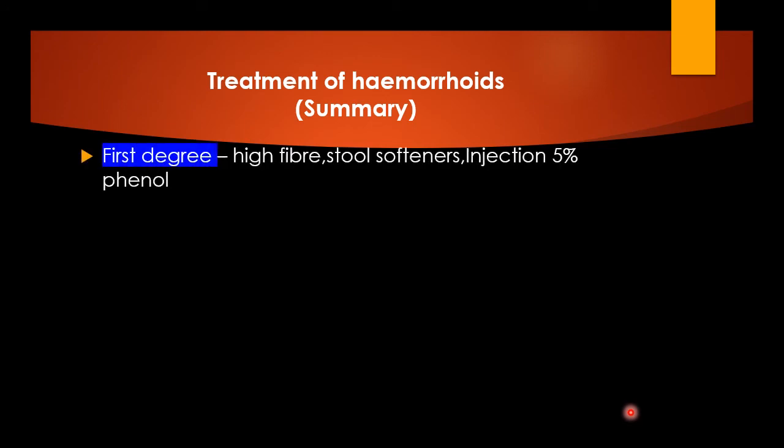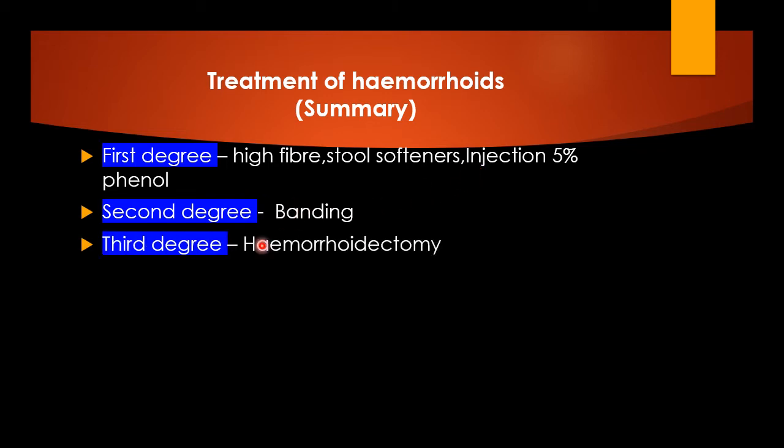Okay, this is a summary of the various treatments for the various stages of hemorrhoids. First degree: high fiber diet, stool softeners. If bleeding, give injection sclerotherapy. Second degree is usually for rubber banding, and if the hemorrhoids are not so big, you can also use injection sclerotherapy. Third degree is traditionally subjected to hemorrhoidectomy, either open or stapling. Nowadays it is stapling hemorrhoidectomy.